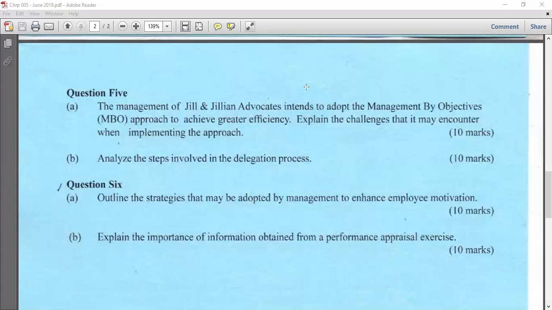Strategies that you want to employ to enhance motivation at the workplace. Reward management. You have the reward management strategy. Anything else we've left out? Employee wellness programs. Employee wellness programs is about what?